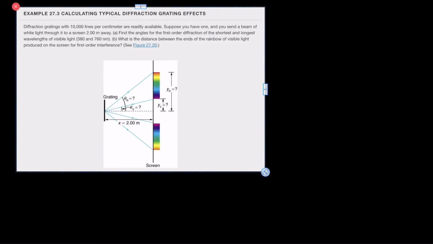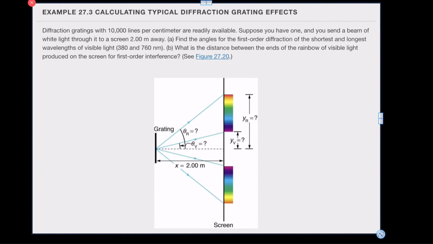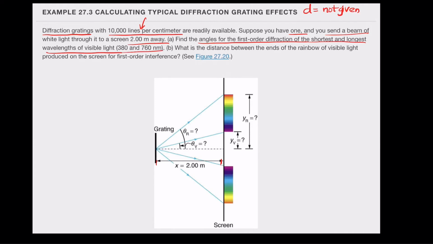So let's try this problem here. Let's look at what the problem says first. There are diffraction gratings with 10,000 lines per centimeter. Focus on this: there is no d given. So d is generally not given in problems for diffraction gratings, and that is one clue for you to find diffraction grating problems. Suppose you send a beam of light through it, with the screen 2 meters away. So the distance between the grating and the screen is 2 meters. Find the angles of the first order diffraction of the shortest and the longest wavelengths of visible light, that is 380 and 760 nanometers.